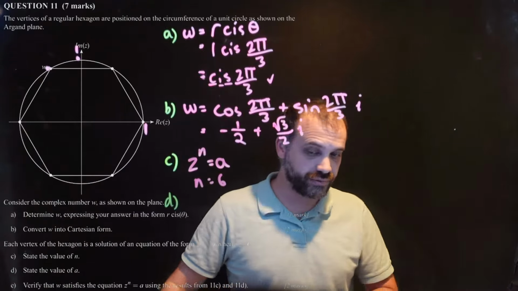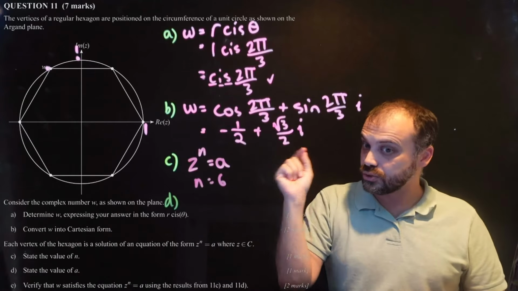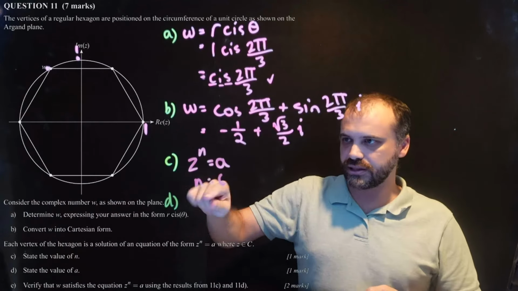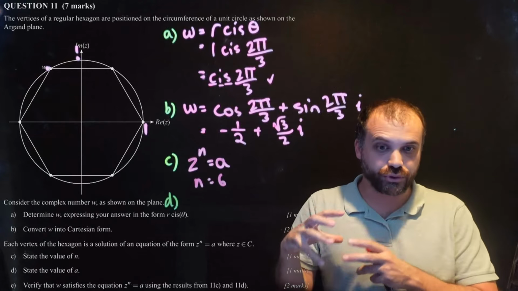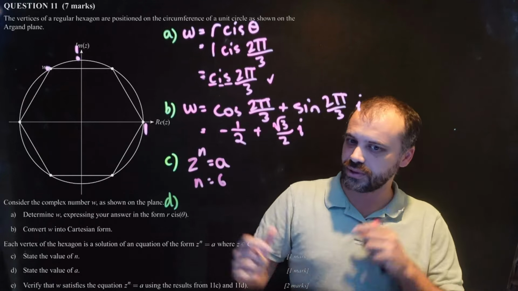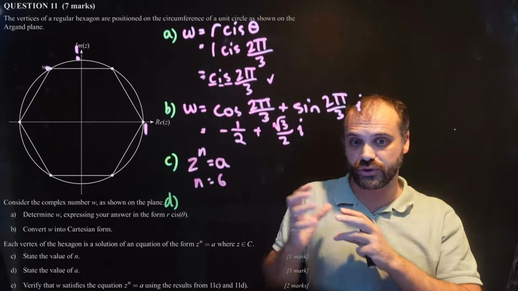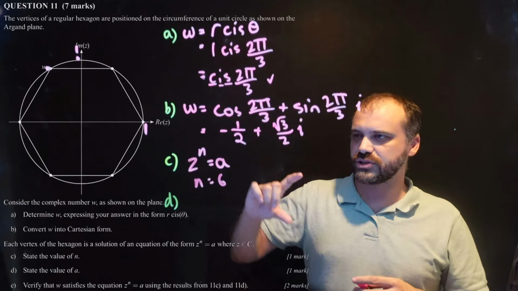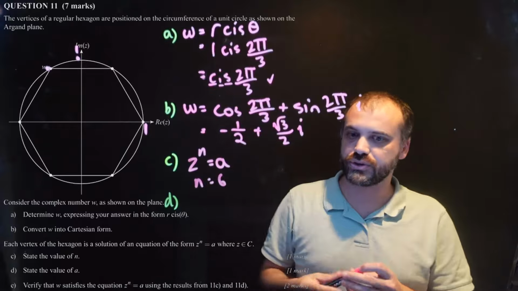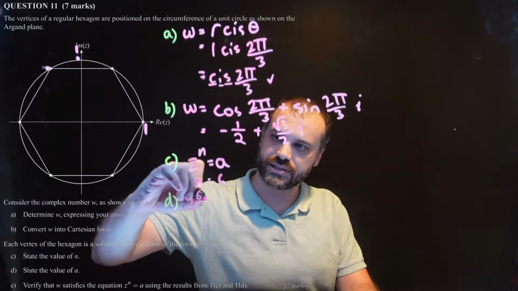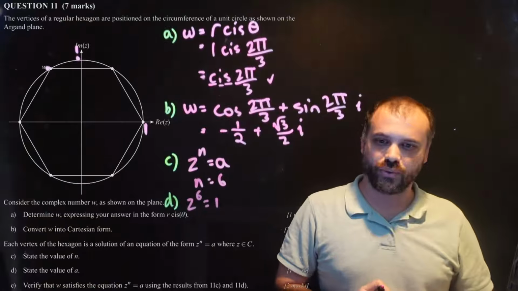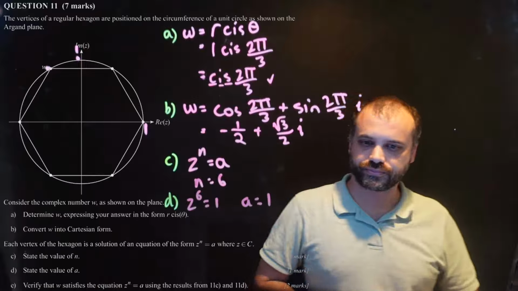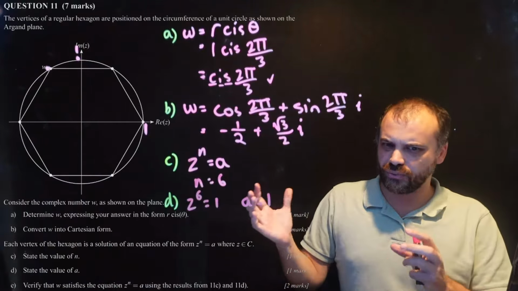Part D says state the value of a. Well, we're told this is a unit circle, right? And so in particular, for this kind of equation, when we're doing roots of complex numbers, what we're dealing with here is what's called a root of unity, or the 6 roots of unity. And that's just the solution to z to the 6 equals 1. So we can say that a equals 1.